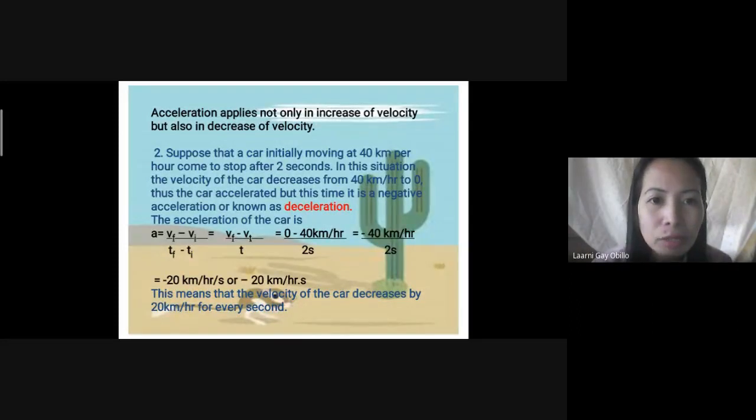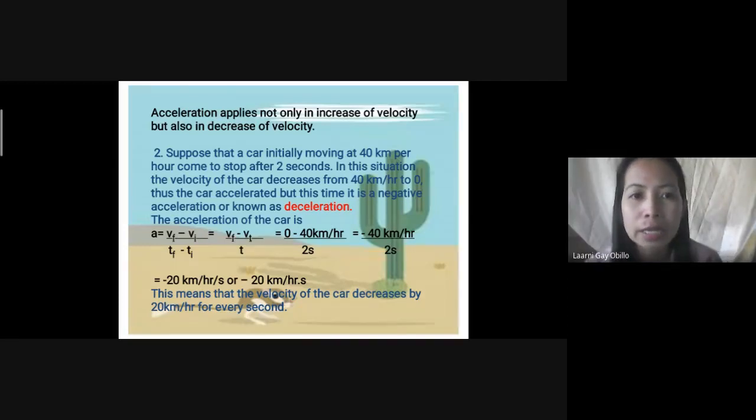Acceleration applies not only in increase of velocity but also in decrease of velocity. So, ibig sabihin, masasabi natin na may acceleration yung object, hindi lang kapag bumibilis yung object. Pwede rin daw nating sabihin na may acceleration yung object kapag siya ay unti-unting bumabagal or nagkakaroon ng decrease of velocity. Okay, tingnan natin yung isang sample problem.